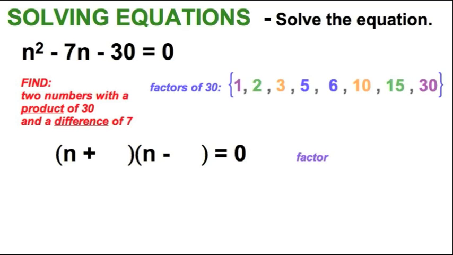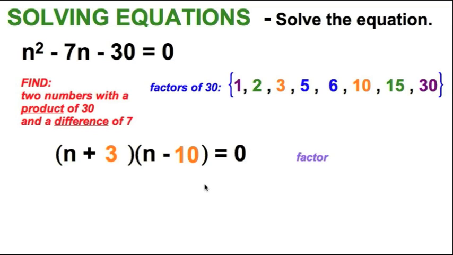So the factors, I can imagine those. I'm looking at those two orange ones because they have a difference of 7. So right there. Now we've got to put them in the right spot. I'm going to say negative 10, positive 3. A quick check on our FOIL, n squared, minus 10n, plus 3n, minus 30. Checks out okay.